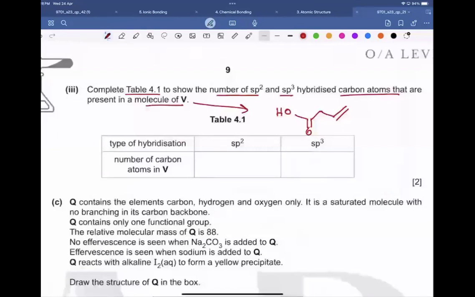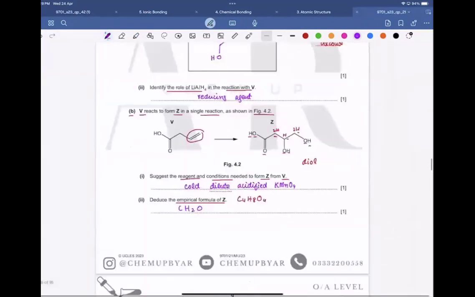This one, and this one. These three are sp3 hybridized, and this one is sp hybridized, right? So this one is sp. Oh, sorry, this one is sp3 because all single bonds, and these have a pi bond, these three. So these three are sp2 hybridized. So over here, I'm going to write 3, and over here, I'm going to write 1. Yes, Fiza, what part A part 1, what you were asking?